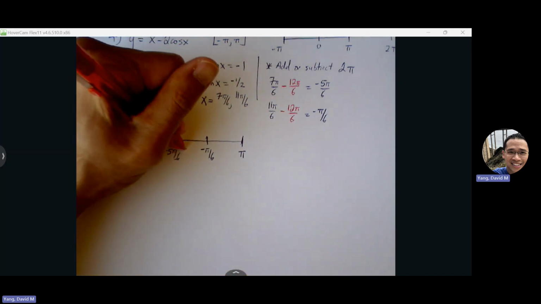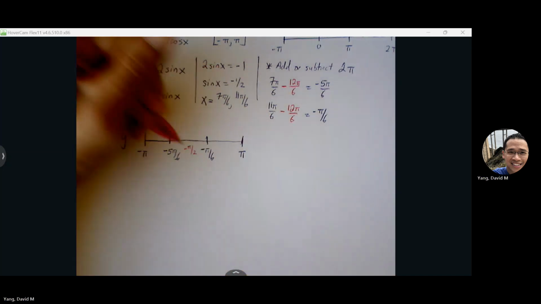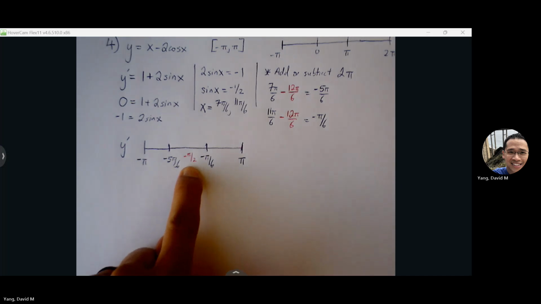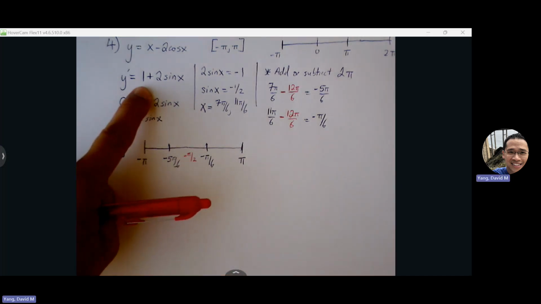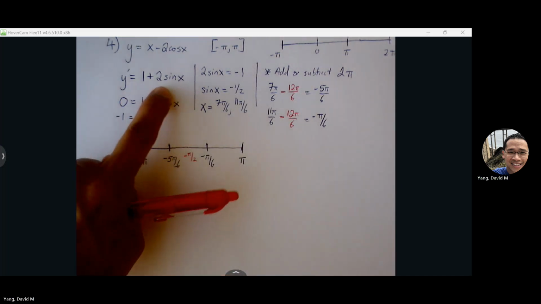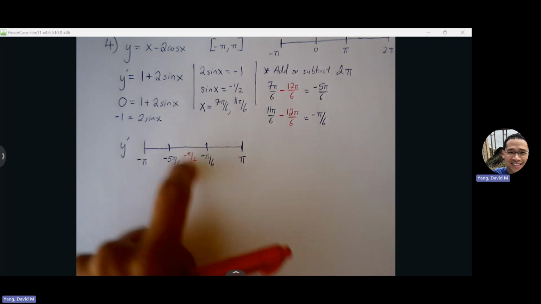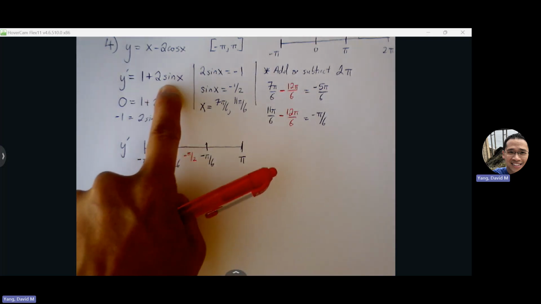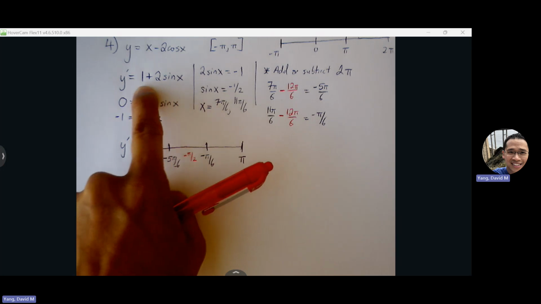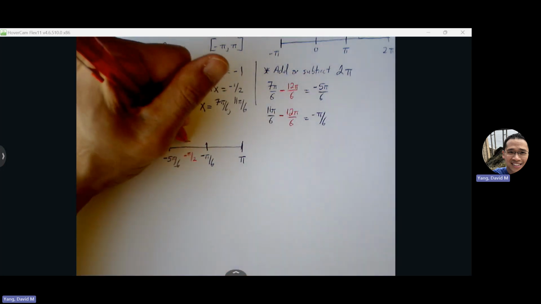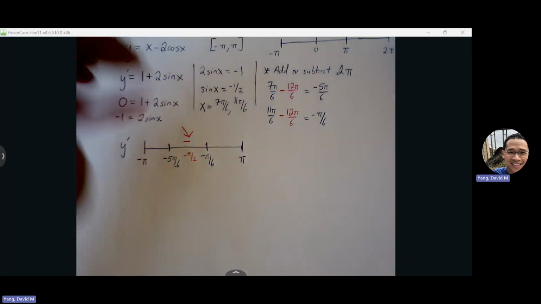We can test negative pi/2. Put that into y prime. Negative pi/2 is the same thing as 3 pi/2. So sine of 3 pi/2 is negative 1, times 2 is negative 2. Negative 2 plus 1 is negative. So our graph is going to be decreasing in that interval.